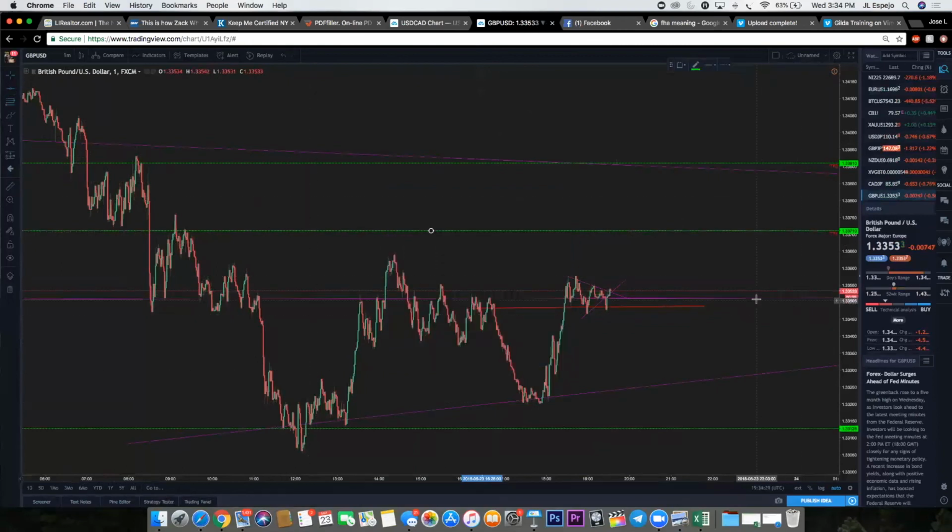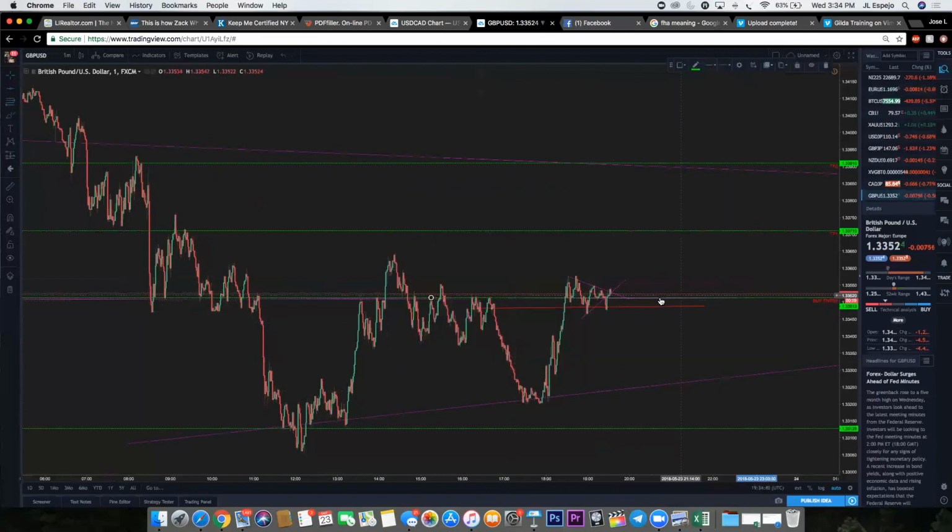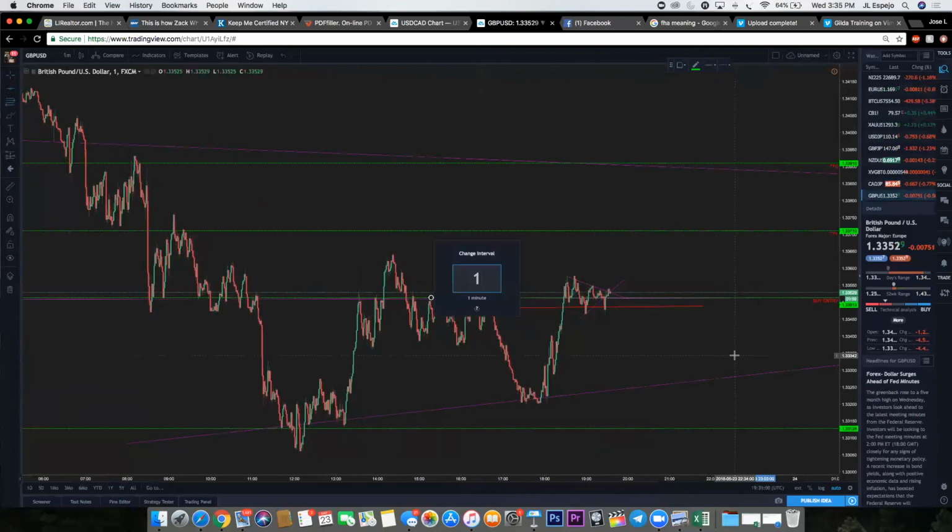Here's my entry. Buy entry, right? What am I going to look for? 15 pip stop loss, right? Yeah, 15. If I enter that 1.3351, we're going to count 15 pips, right? So yes. 15 pips of that is 26, no? No, that's 16. I'm having trouble with math right now. Hold on.